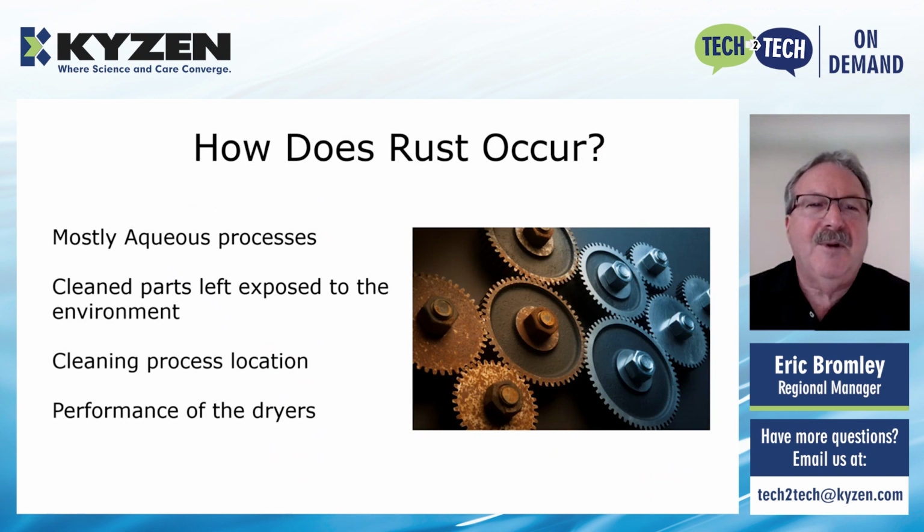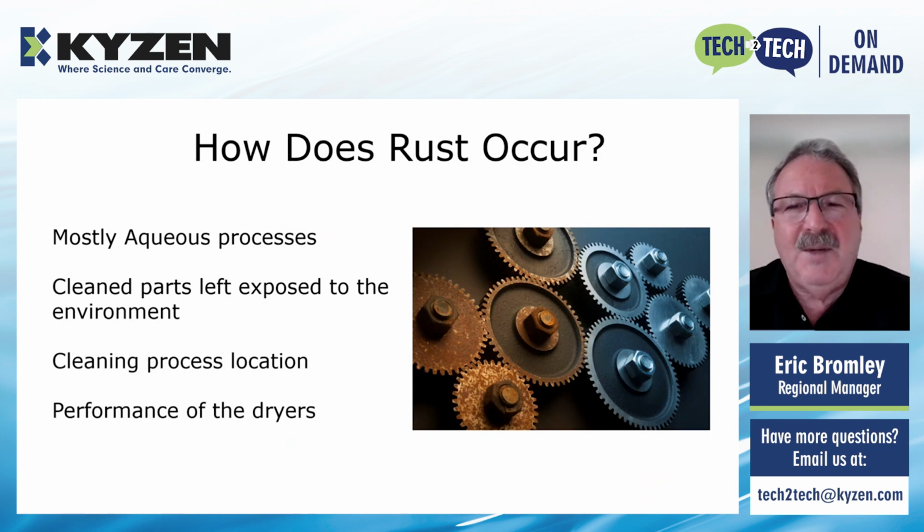So how does rust occur? Well, mostly it occurs in aqueous processes because of the introduction of water. That's really no surprise to anyone. It can happen in some solvent processes as well, but it's not as often as with an aqueous process. When the parts are left exposed to the environment, it can also rust quite a bit. Humid environments, we'll talk about that a little bit further, but that is the biggest contributor to it.